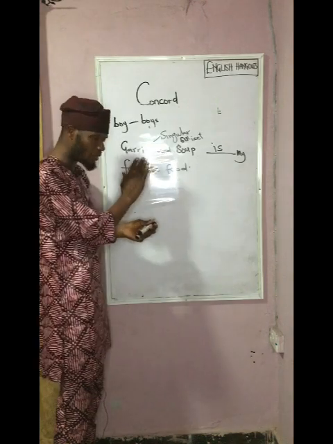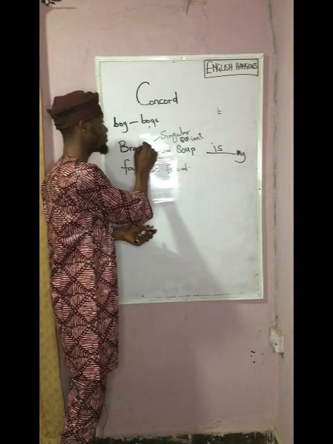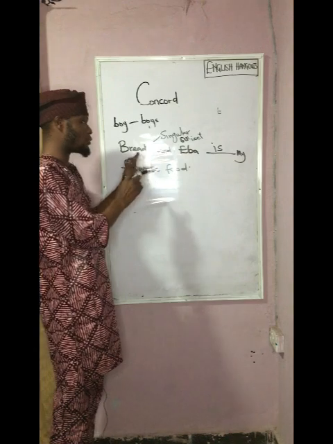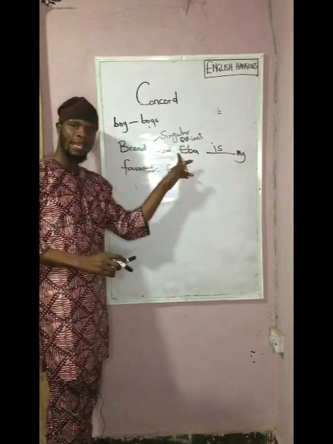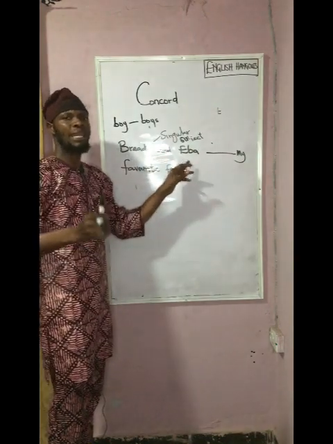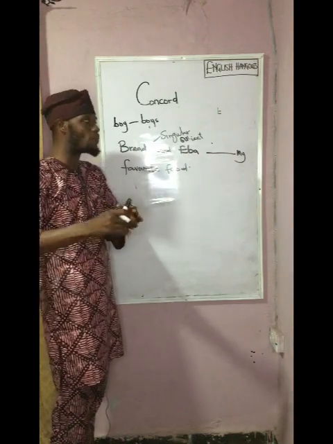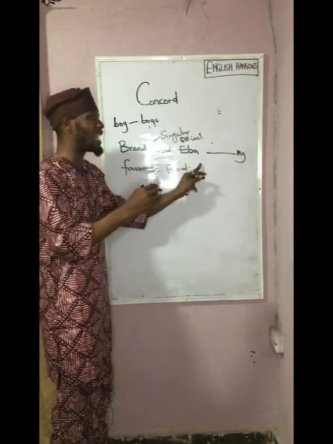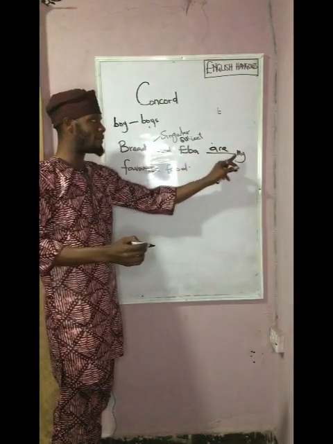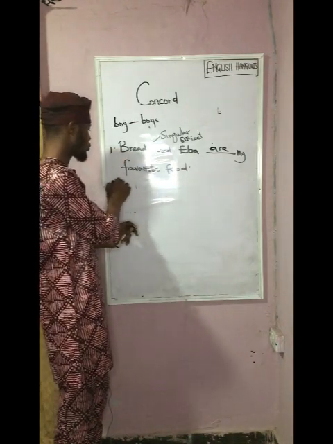Let's assume we have a noun of this form: bread and eba. Bread is a noun, a separate noun. Eba here is also a separate noun. But these two cannot go together. A sane human being cannot take these two together. It is not possible. In that situation, this may attract a plural verb. Bread and eba are my favorite food.